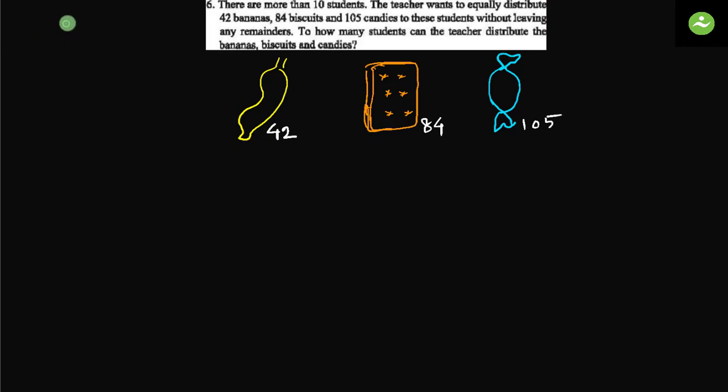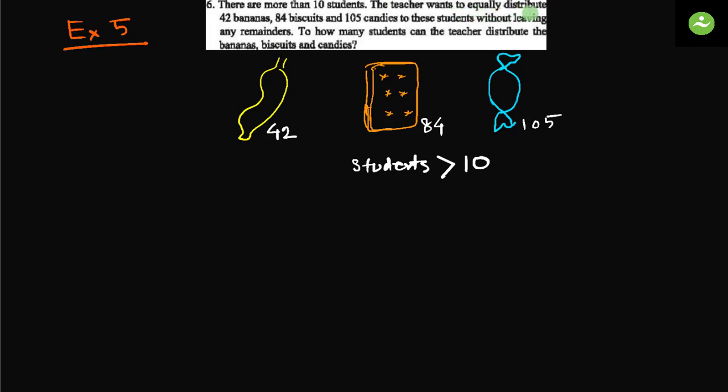Exercise 5. Question number 6. There are more than 10 students. The teacher wants to equally distribute. So there are more than 10 students. More than 10.